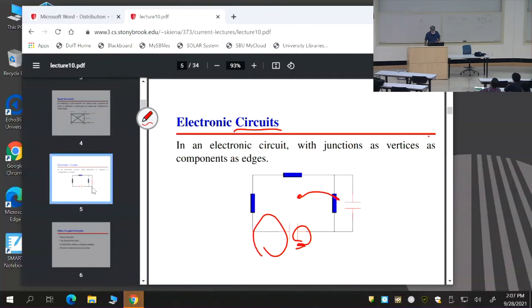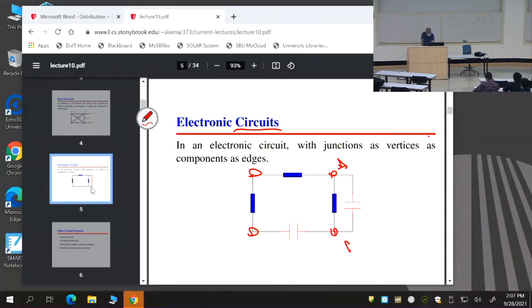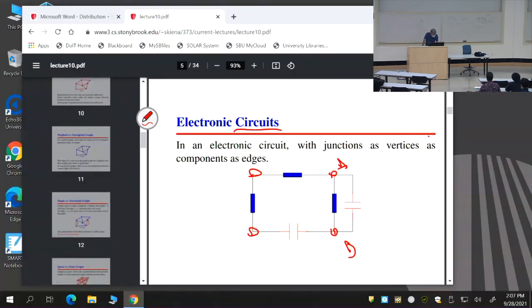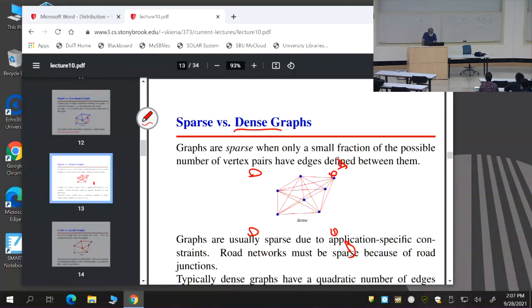Remember back to this? Does anybody see a multi-edge? Does everybody see that if I had the junction representation of a graph, there are two edges between A and B? One had a resistor, one had a capacitor. So again, these can possibly happen. When you're thinking about modeling your problem as a graph, it's important to understand what the space of possibilities is. Any questions? Let me just erase this.